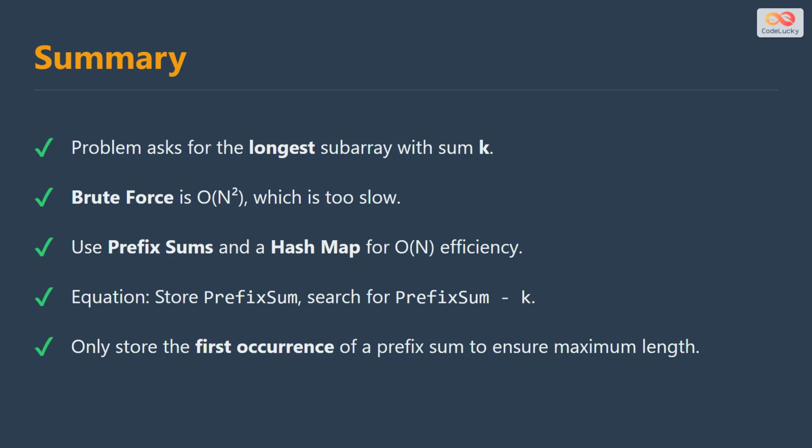To wrap up, remember that the brute force method is too slow. The optimal strategy combines prefix sums with a hash map. By storing the first index of every prefix sum, we can instantly find the longest subarray ending at our current position that sums to k. This reduces a quadratic problem into a linear one.